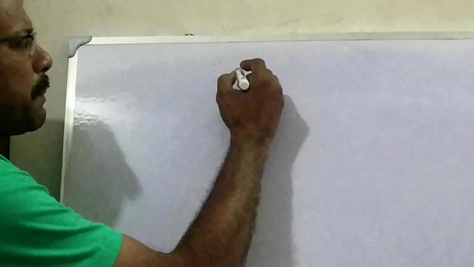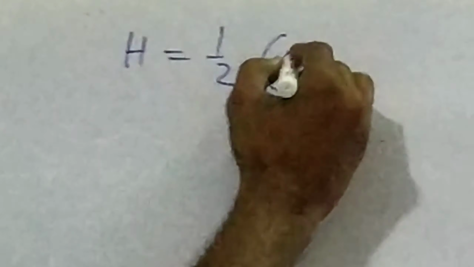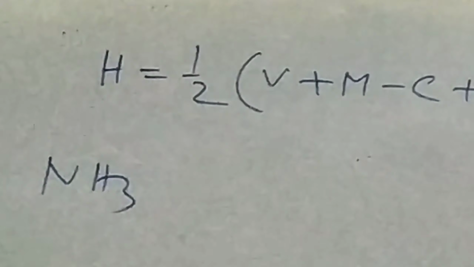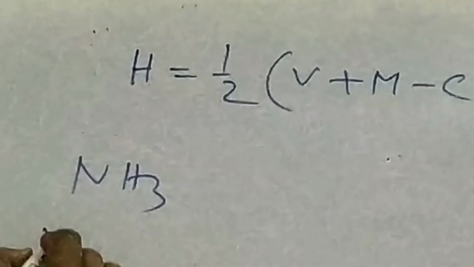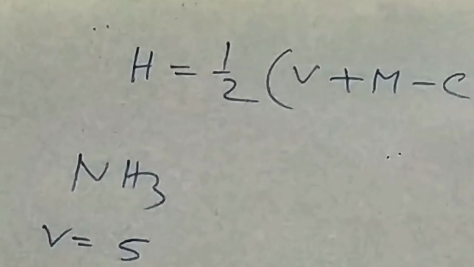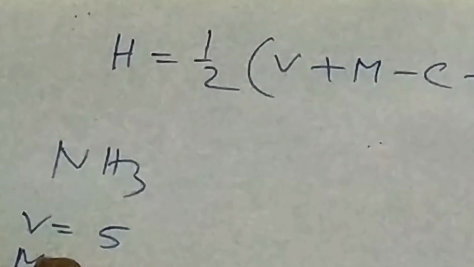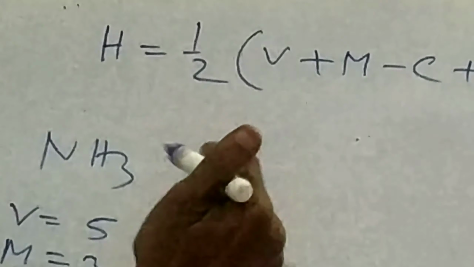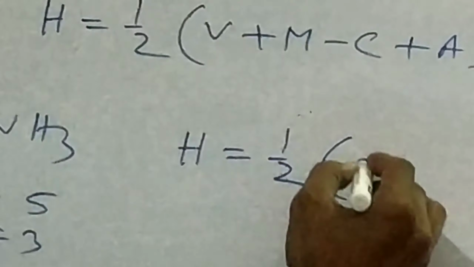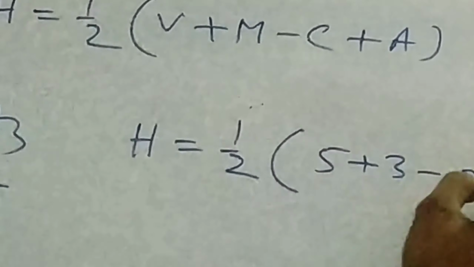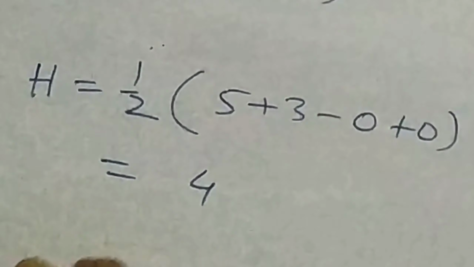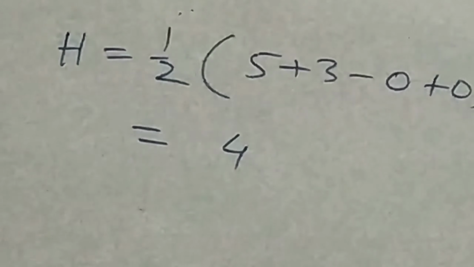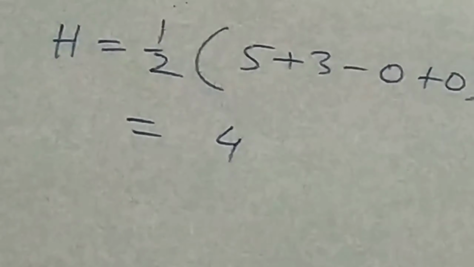So here we have to apply the formula H equals half into V plus M minus C plus A. Now if you see this ammonia molecule NH3, the central atom is nitrogen. Nitrogen has 5 electrons in its valence shell. And hydrogen is a monovalent atom, therefore the number of monovalent atoms is 3. There is no positive or negative charge, that is C equals 0 and A equals 0. Therefore the number of hybrid orbitals equals half into 5 plus 3 minus 0 plus 0, which turns out to be 4. Therefore around nitrogen there are 4 hybrid orbitals. So there are 4 atomic orbitals taking part in intermixing, out of which one is s and the other 3 are p orbitals.